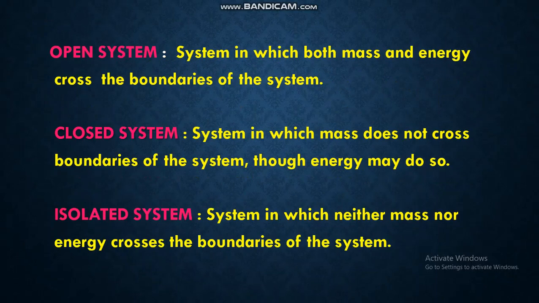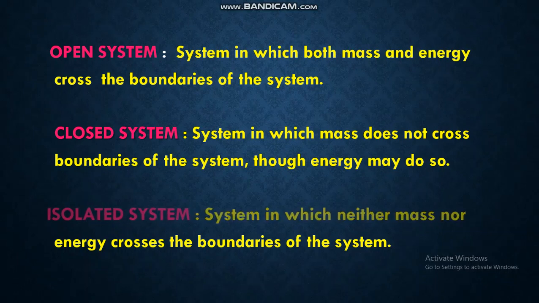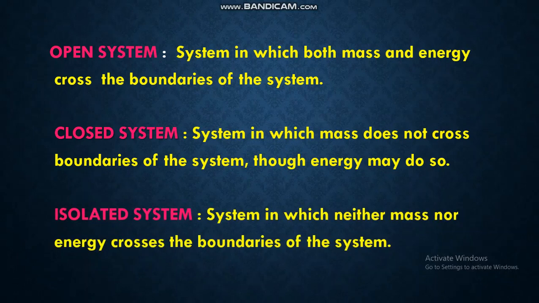System is divided into three types: open system, closed system, isolated system. First we see open system. System in which both mass and energy cross the boundaries of the system, that is an open system. Closed system: system in which mass does not cross the boundaries of the system but energy will cross the boundaries. Isolated system: system in which neither mass nor energy crosses the boundaries of the system.